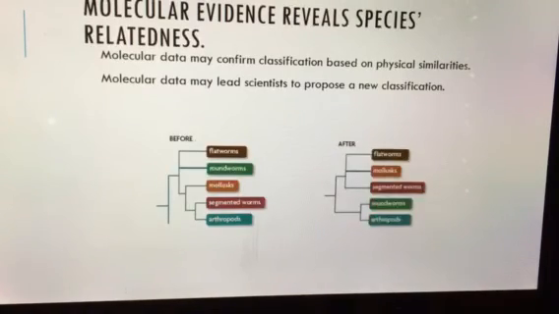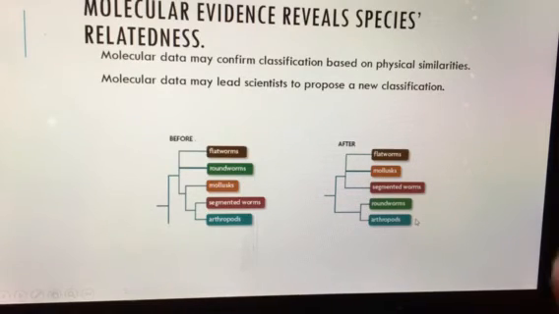And so with this, we have a before and after. This is with just our physical similarities. We had flatworms, roundworms, mollusks, segmented worms, and arthropods. So that was before. Once we had our molecular data, scientists realized, hey, guess what? Flatworms and mollusks are still here, but we're going to move segmented worms up here. And the roundworms and arthropods are actually more closely related. And so we did see some switching of some things once we had this.